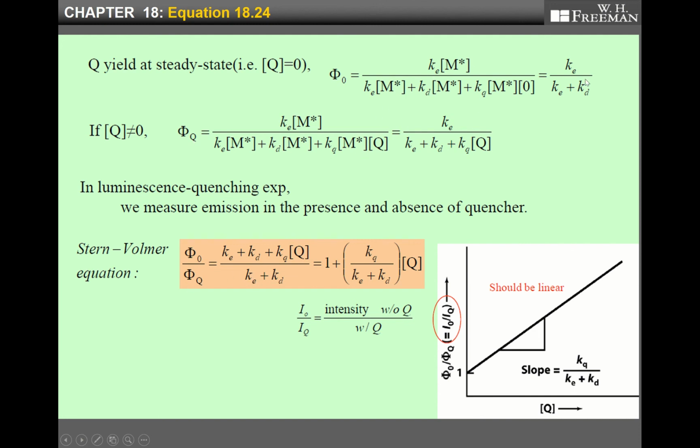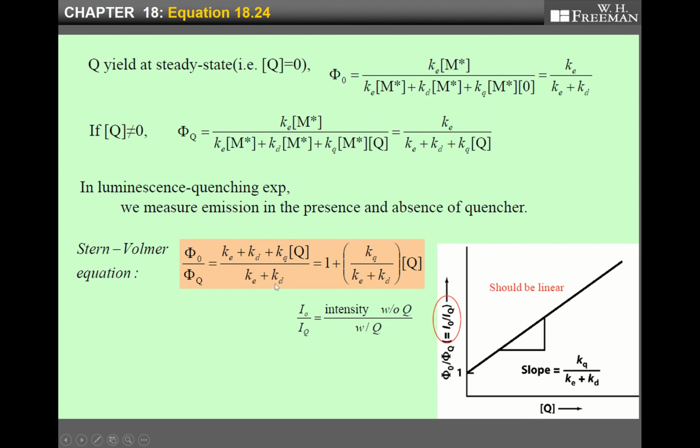From this equation, you just simply take a ratio, and it is simplified as 1 plus kq over (ke plus kd), multiplied by the quencher concentration. This is called the Stern-Volmer equation. It is very widely used in quencher experiments.